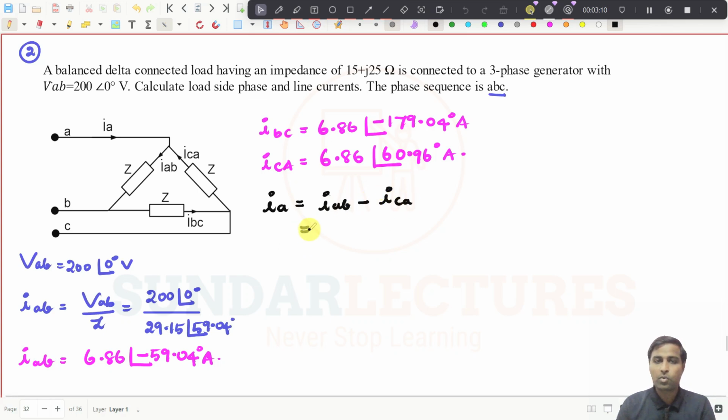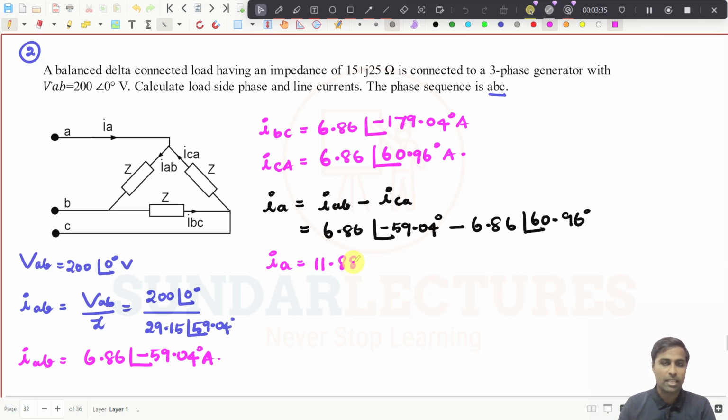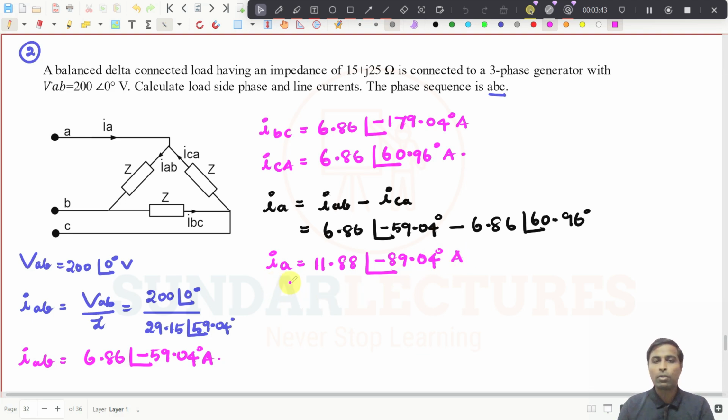So if I substitute these values, what is IAB? It is 6.86 at an angle of minus 59.04 degrees, minus ICA, which is 6.86 at an angle of 60.96 degrees, right? So if I simplify this, I am getting IA to be 11.88 at an angle of minus 89.04 degrees amperes. So now you know IA, right? So it will be very easy.